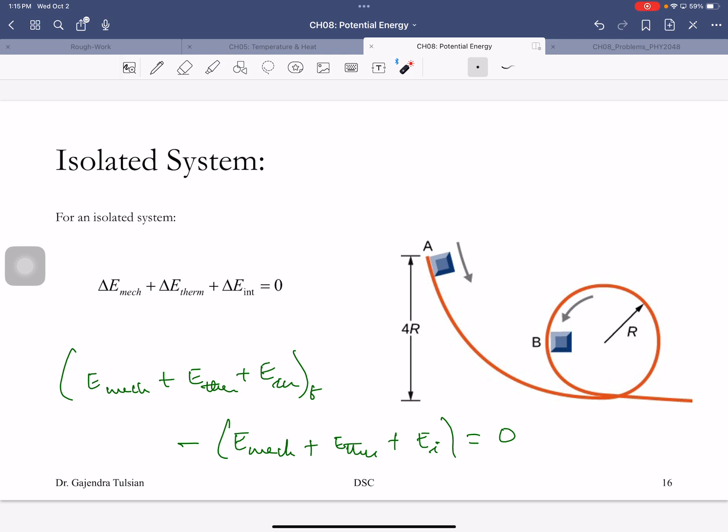What is the biggest isolated system? Assuming the universe is finite, that's the biggest isolated system. As far as we know, if the universe is finite, then its total energy must be conserved.